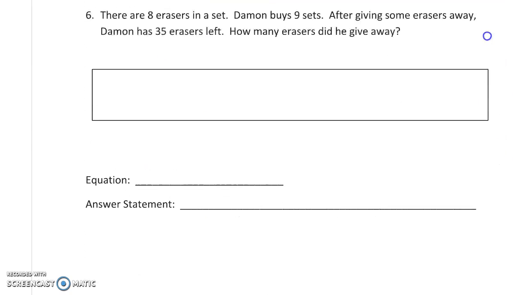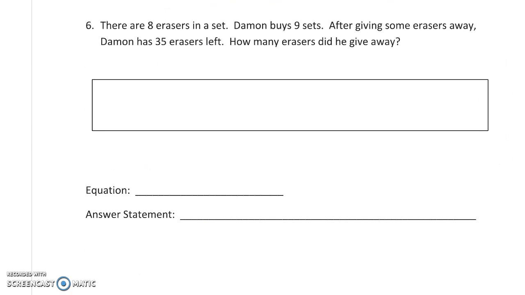All right, and then number 6. If there are 8 erasers in a set, Damon buys 9 sets. After giving some erasers away, Damon has 35 erasers left. How many erasers did he give away? Well, we need to know how many he has to start with, right? And we need to write our answer statement. So the question is, how many erasers did he give away? He gave away blank erasers.